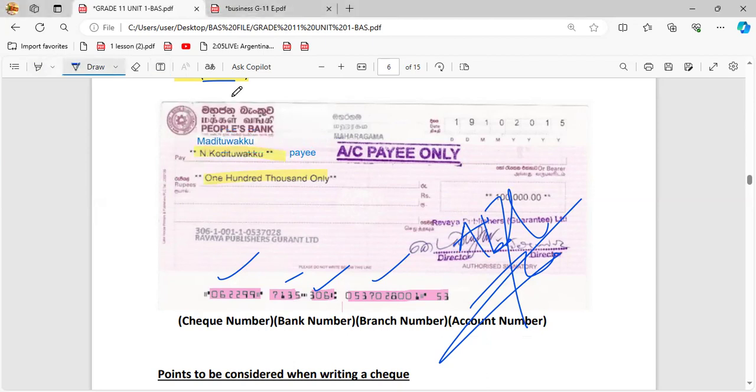Then what do I do? I cut this Madituakku, right? Using my blue color pen, I cut down this Madituakku. Near the Madituakku, I put my sign again. Why is that? Because to show that this is done by me. And I write the correct name, Kodituakku. Did you understand? That is how to make corrections.